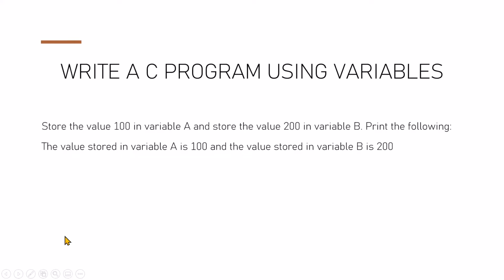Right. This is the last part of the session. Write a simple C program using variables. Store the value 100 in variable A, store the value 200 in variable B, and print out the message. So we need to first decide the type of variable that A and B are going to be. So here we see 100 is an integer, right? It doesn't have any decimals, so we can safely use integer as declaration.